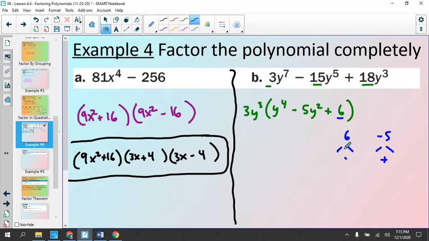Let's see, can I make it work? Or 6 and 1 sometimes, with the 6 and the 5. Is it 6 and 1 or is it 3 and 2? Let's take a look. If it's -3 and -2, yeah, I think that would work. So -3 times -2 is +6. -3 plus -2 is -5. So my finish then is 3y to the 3rd that was already just hanging out there, and then we go right to y minus 3, y minus 2. I'm just using these numbers.